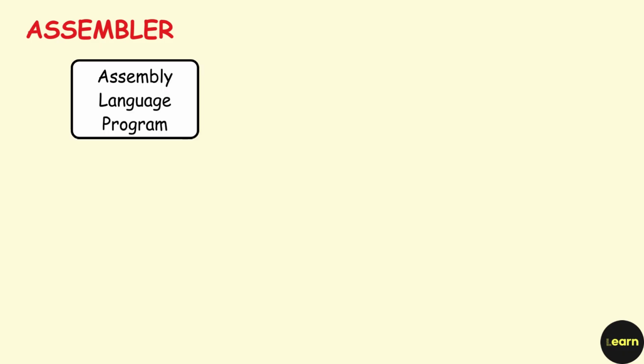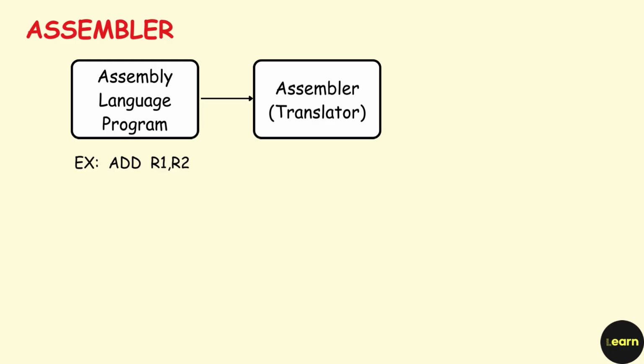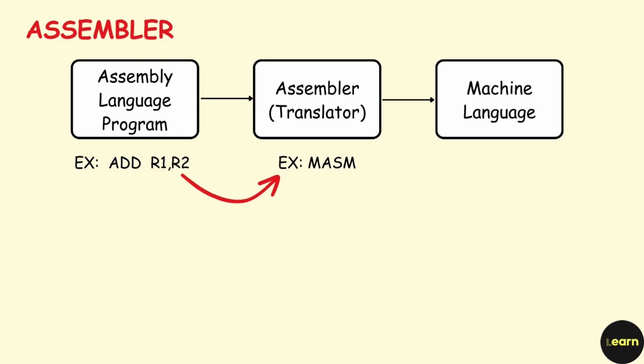Now let's take a look at the assembler, which is known as translator in the assembly level program. Basically, the assembly language program is written. Let's consider an example: add R1, R2. Then in the next step follows to the assembler or translator. The R1 and R2 is basically converted as, for example, MASM. Then in the next step the assembler converts it into machine language, which is in the form of zeros and ones.